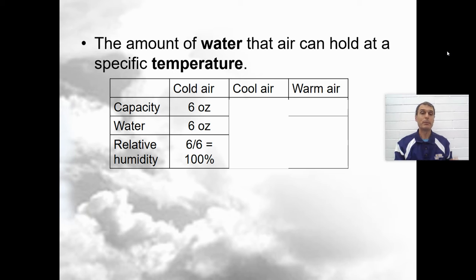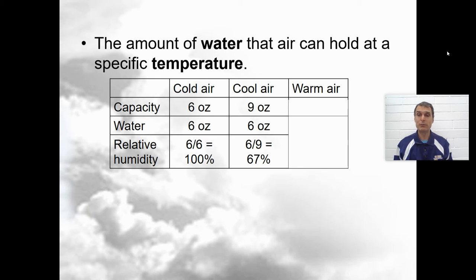Okay. Now, if the air warms up slightly, let's say in the morning after being cold at night, the capacity with warmer air now, which is warmer than cold, is going to be a larger capacity, so 9 ounces, but we still have the same amount of water, which is 6 ounces, which means now our relative humidity is going to be lower. So it's only 67% because we only have 2/3 of the possible capacity taken up.